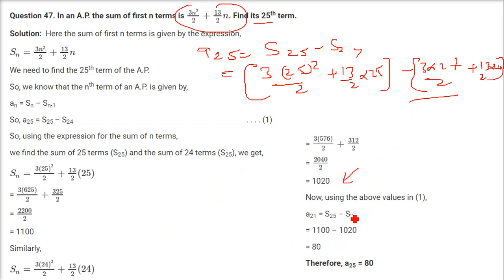1020 as the term, right? Now this 25th term or 24th term, whichever term you want to find, this is the 25th term. So this is how you get it. This one is not the term, this is the term, 80. You just have to solve it, you get 80.